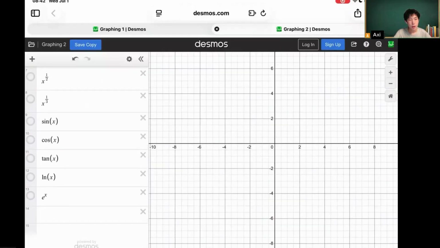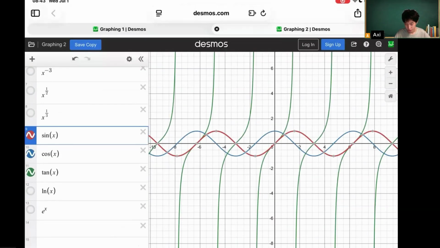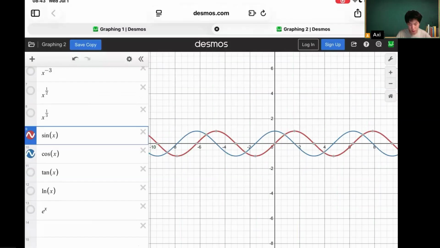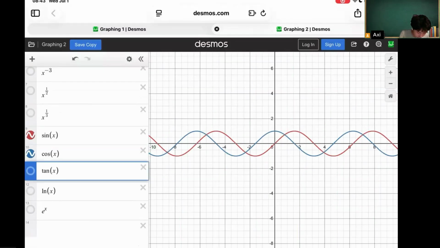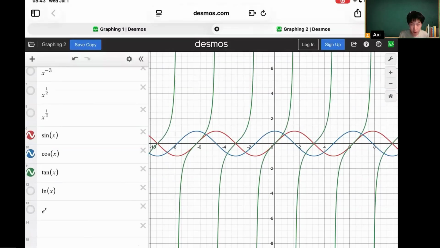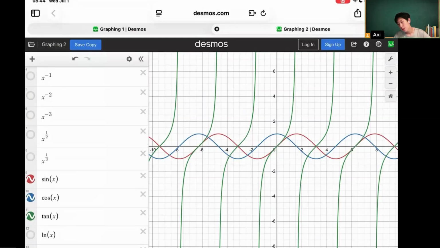Next up, we also have trigonometric functions, which are these. As you can see, the trigonometric functions look very quirky because for sine of x and cosine of x, this is just a cycle. For tangent of x, it is blowing up a lot. At the end of this lesson, we will go into a deeper dive of the trigonometric functions, but we'll leave it here for the moment.